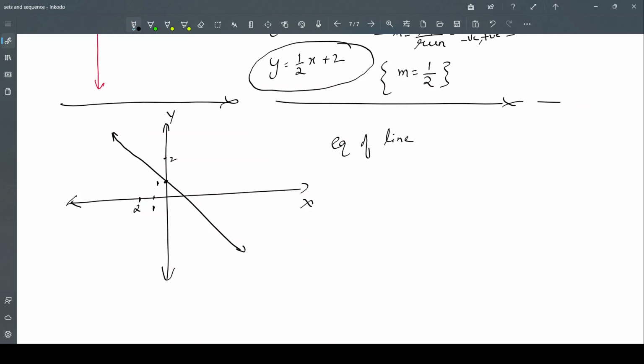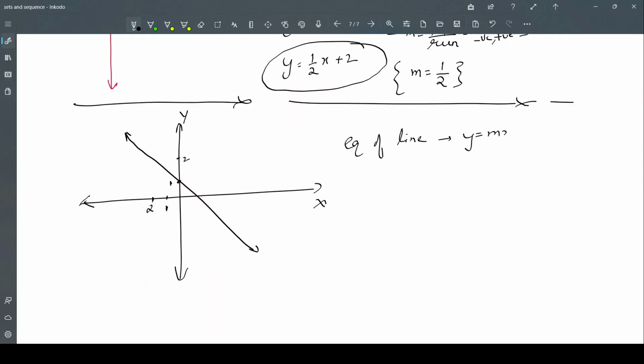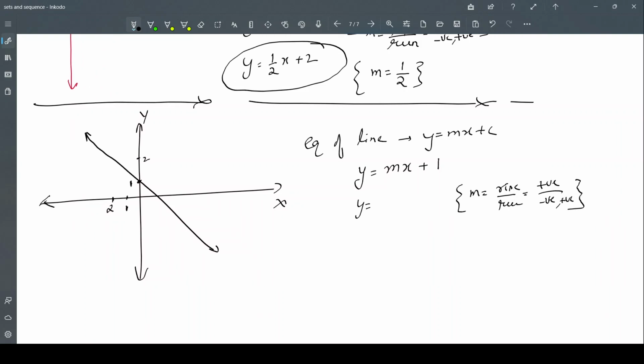I already explained the equation of a line: y equals mx plus c. And what is c? c is the point where the line cuts the y-axis, right? It's a straightforward answer. In y equals mx plus c, c is 1, because the line is cutting the y-axis at 1. Now our task is to find the value of m. And m, I told you, is rise over run, and always take rise as positive and run can be negative, meaning it can go left side or right side.